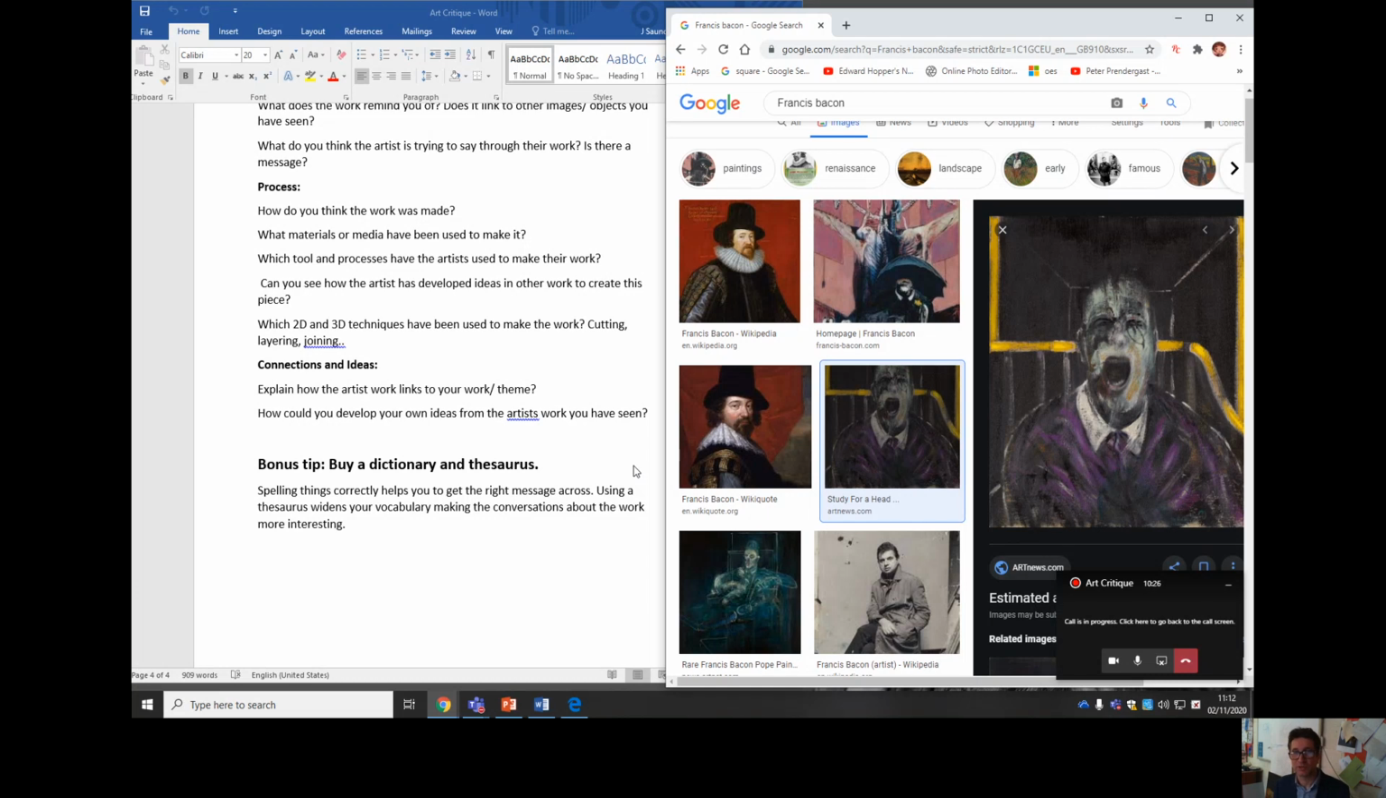Top tip is buy yourself a dictionary or a thesaurus. A thesaurus is great for when you find a word doesn't quite fit in. So when you're looking for a word to suit an atmosphere or a type of line, look it up in the thesaurus and it might give you a clue to a better word to describe it.